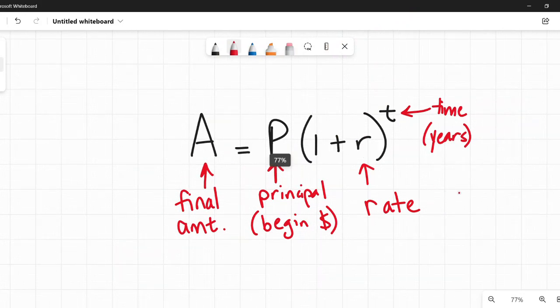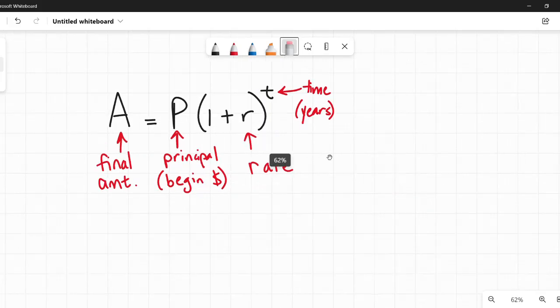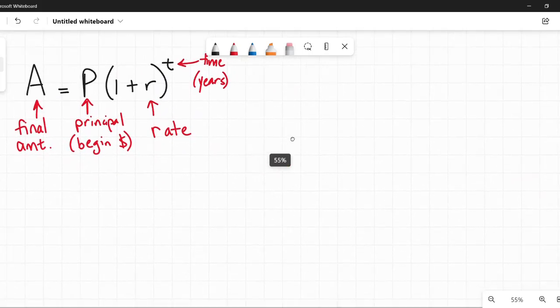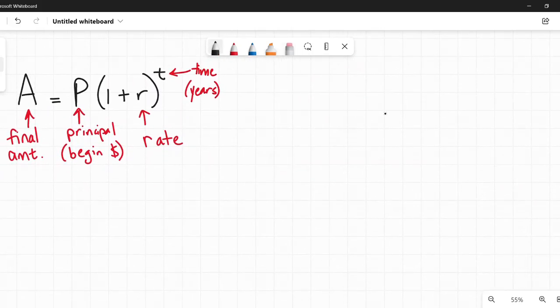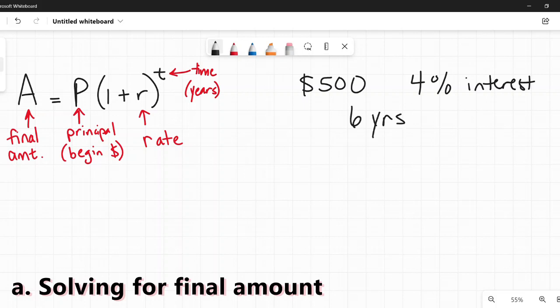So here is our first problem. I'm going to leave these little notes here, just kind of set this off to the side so we can have it as a reference as we go. So here's our first problem. A person puts $500 into a savings account, and this is an amazing savings account that earns them 4% interest. After 6 years, how much money is in the account?